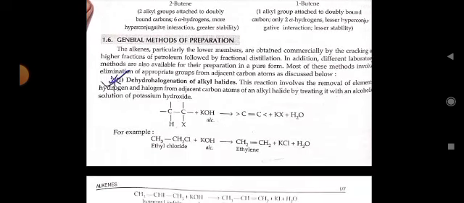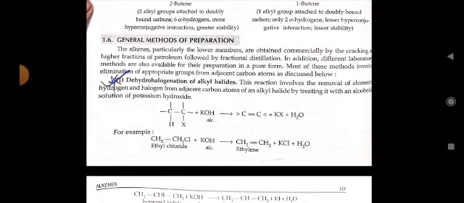General methods of preparation. The alkenes, particularly the lower members, are obtained commercially by the cracking of the higher fractions of petroleum followed by fractional distillation. In addition, different laboratory methods are also available for their preparation in a pure form. Most of these methods involve elimination of appropriate groups from adjacent carbon atoms as discussed below.